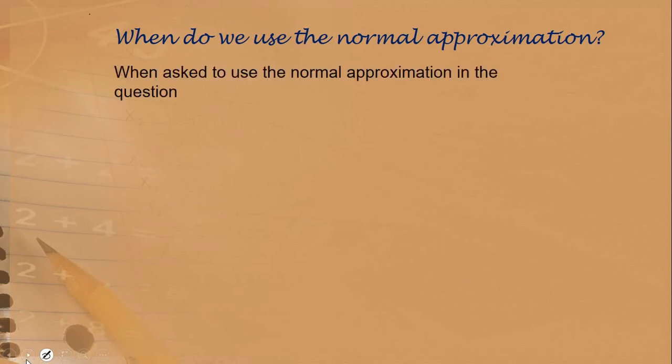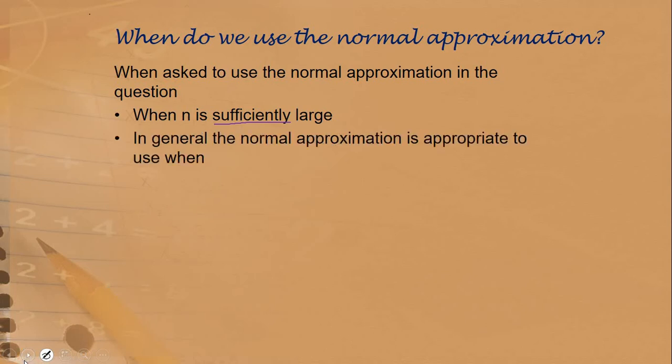When do we do this? Generally, it's when we're asked in the question. You will always be specifically told to use the normal approximation. Don't use it unless they tell you to. The reason they might tell you to is because n is sufficiently large. Now this is obviously quite dubious. How large is sufficiently large? That's open for interpretation. That's why we wait for the question to tell us to use the normal approximation.